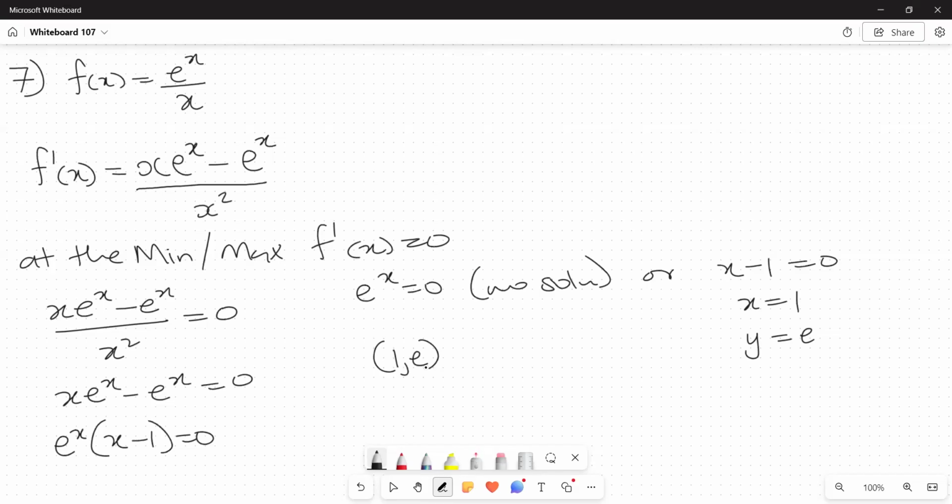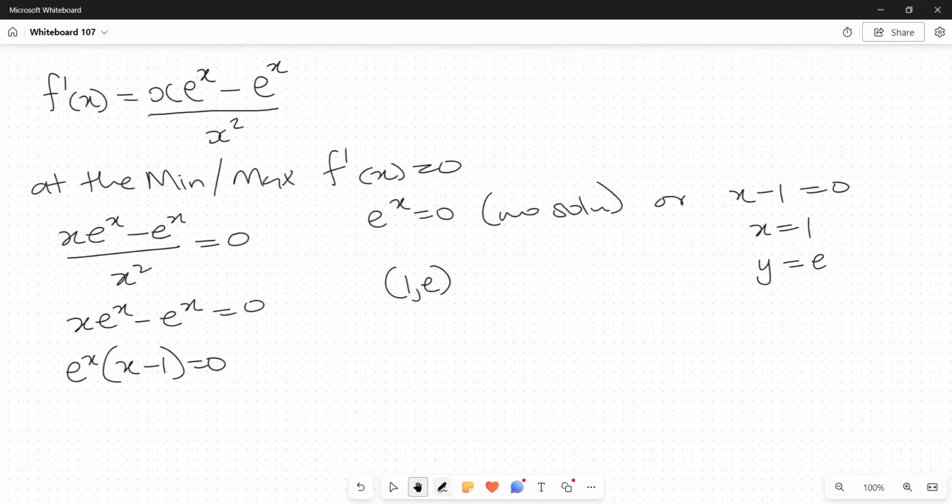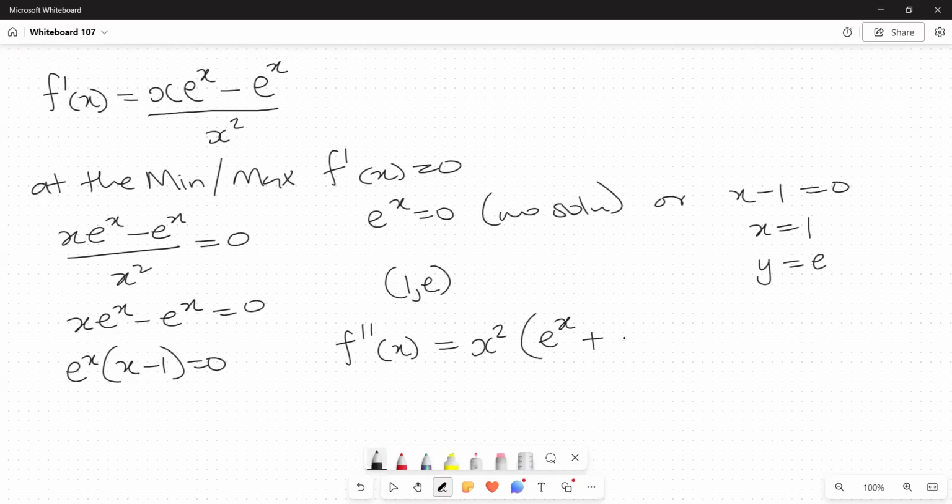And now what we need to do is we need to classify it. Is this a minimum or is it a maximum? So to do that, we find the second derivative. So we have f double prime of x. Here, we use the quotient rule again, the denominator the way it is, the derivative of the numerator, the derivative of this one here. We have to use the product rule. So derivative of x is 1 multiplied by e to the power of x. And then we add x multiplied by the derivative of e to the power of x, which is just e to the power of x. Okay, so that's the derivative of this one.